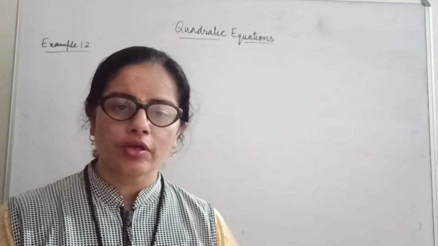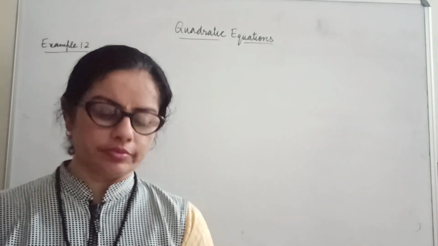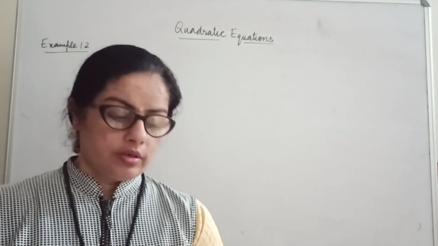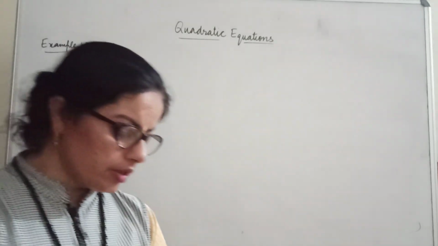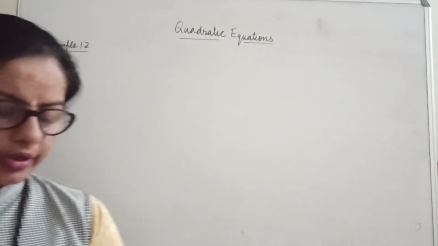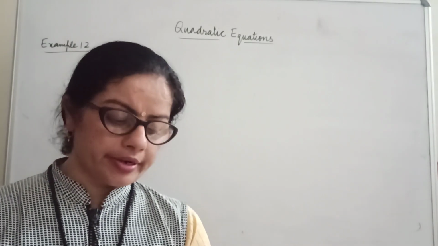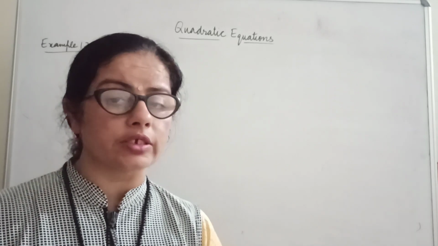Good morning, students. We have done this chapter, quadratic equations, and now I am telling you some examples. Let us see example 11 of this chapter 4. It says: find two consecutive odd positive integers, the sum of whose squares is 290.